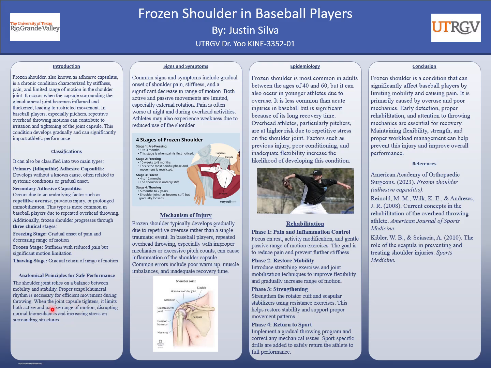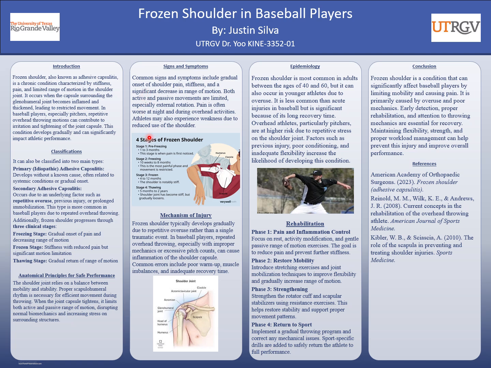Anatomical principles for safe performance. The shoulder joint relies on the balance between mobility and stability. Proper scapulohumeral rhythm is necessary for efficient movement during throwing. When the joint capsule tightens, it limits both active and passive range of motion, disrupting normal biomechanics and increasing stress on surrounding structures.